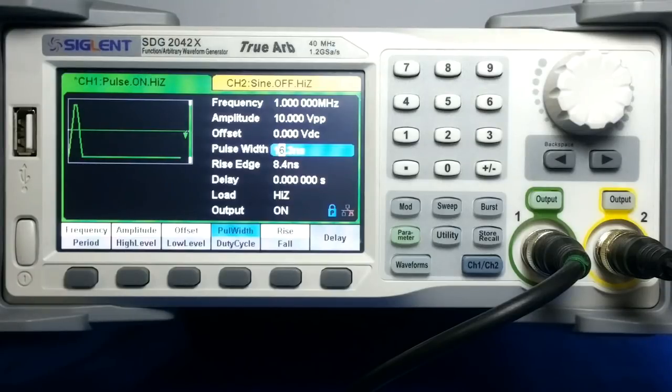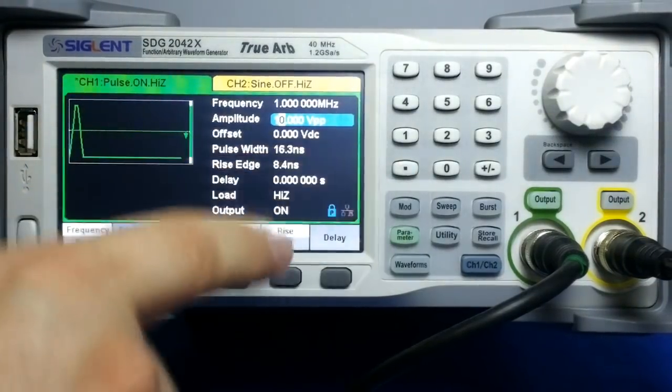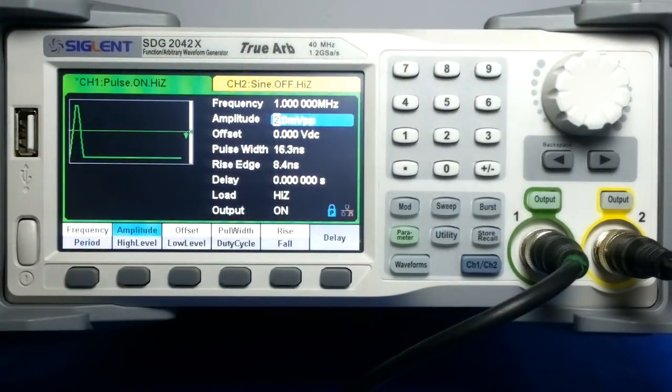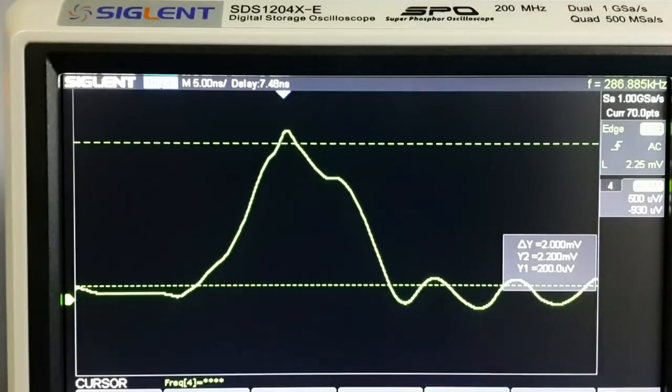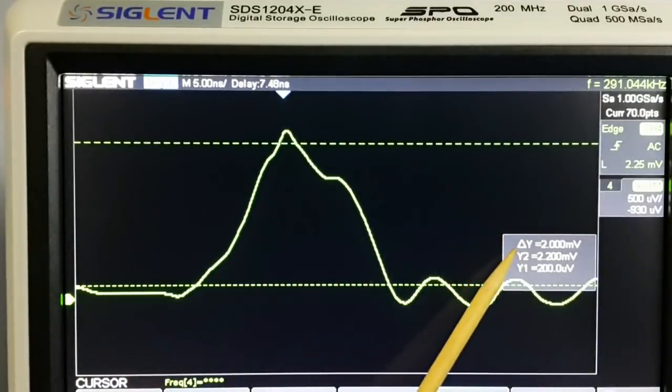Now let's kill the curiosity. Can we get 2 millivolts peak to peak for the pulse? There is only one way to see it. This is what the pulse looks like. 2 millivolts peak to peak.